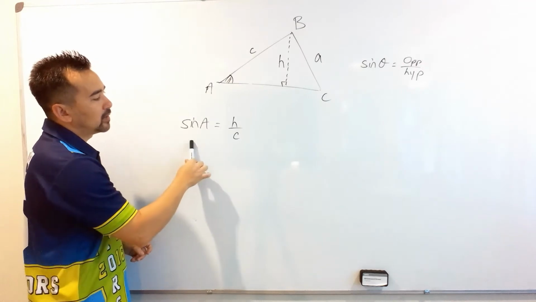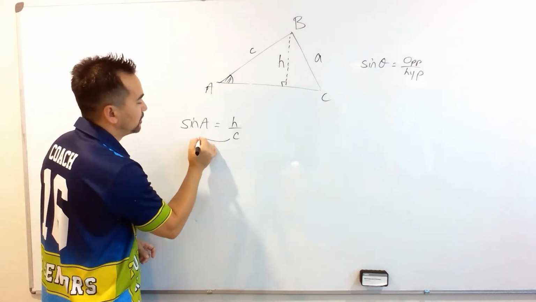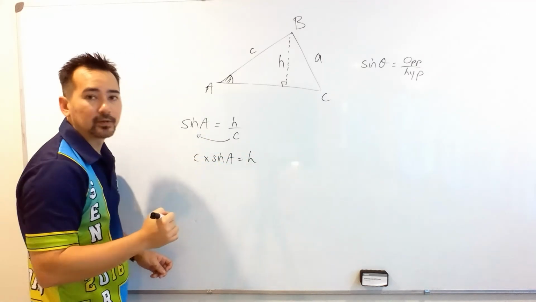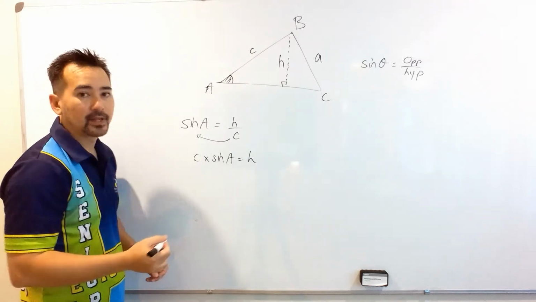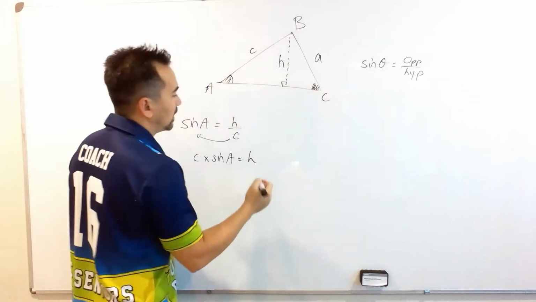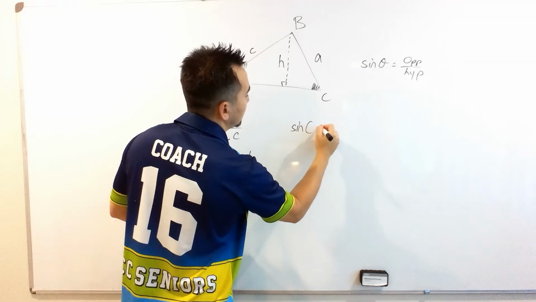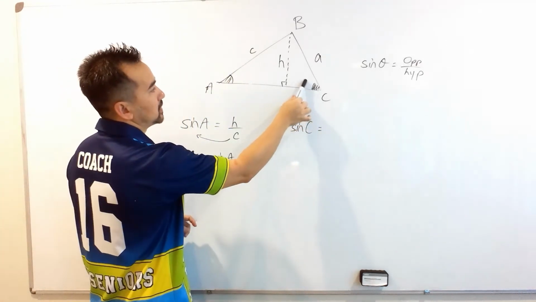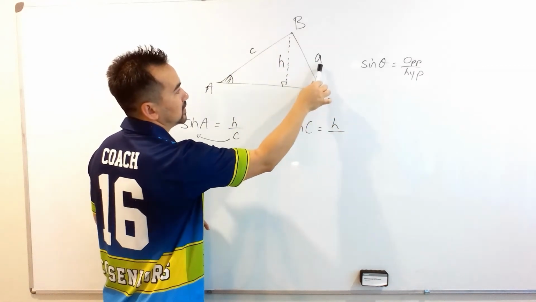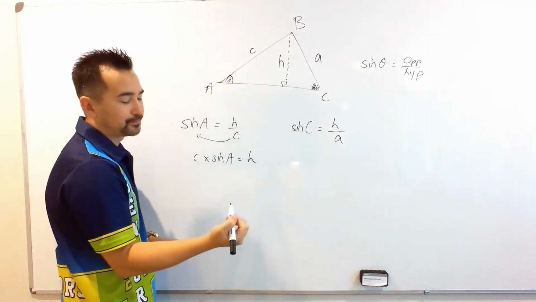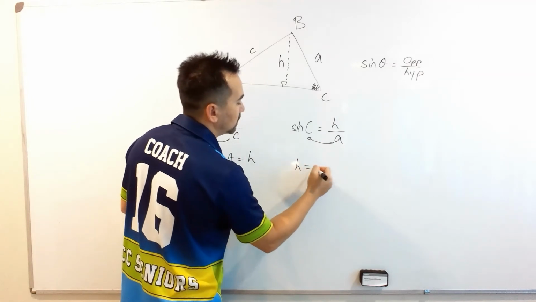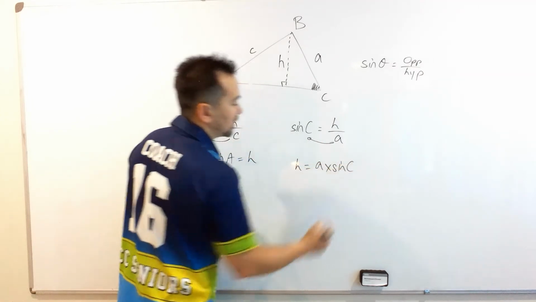Now if I were to rearrange this, I could say that c times sine A is equal to the vertical height. I'm going to use that rule a second time now. If I use it for this angle, I've got sine C is equal to the opposite, h again, divided by the hypotenuse of this triangle, which is small a. By rearranging this equation, I could say that h is equal to a times sine C.